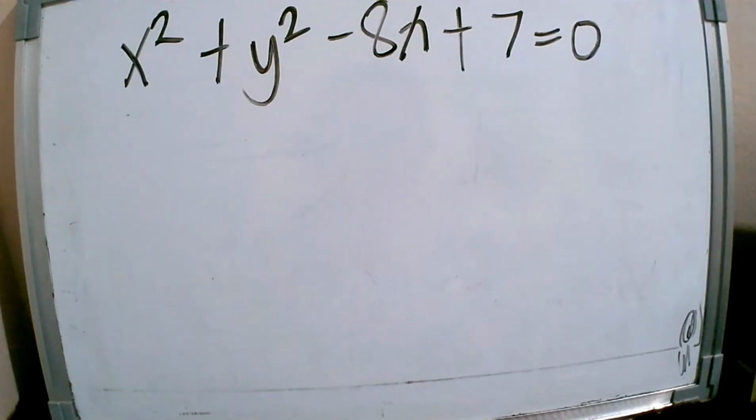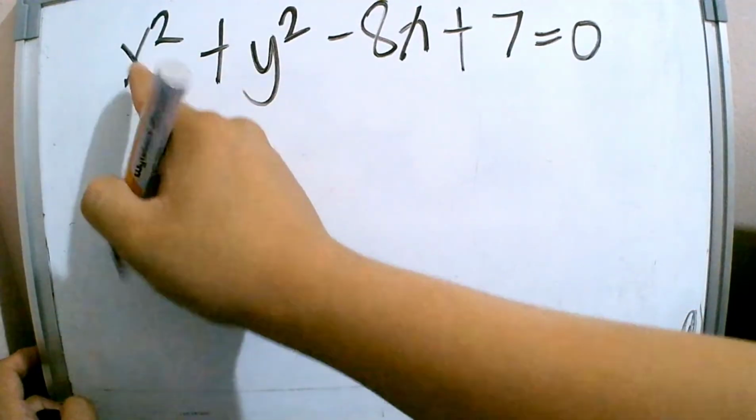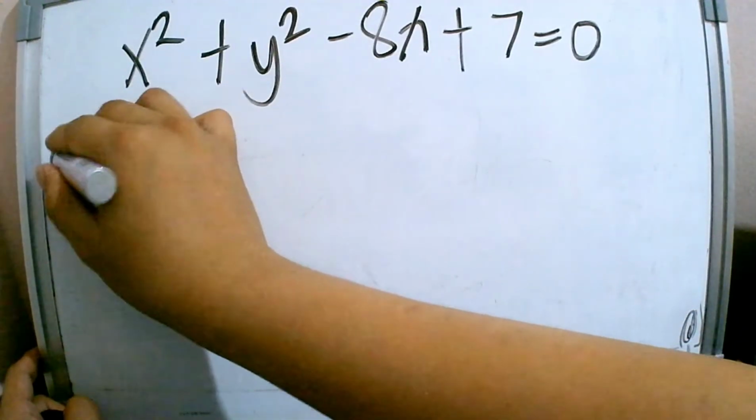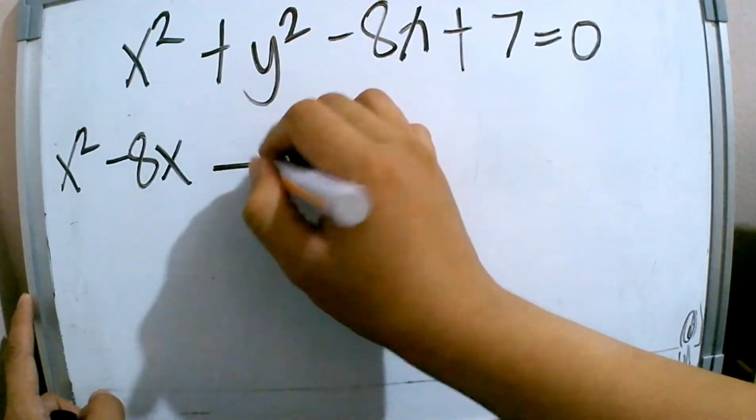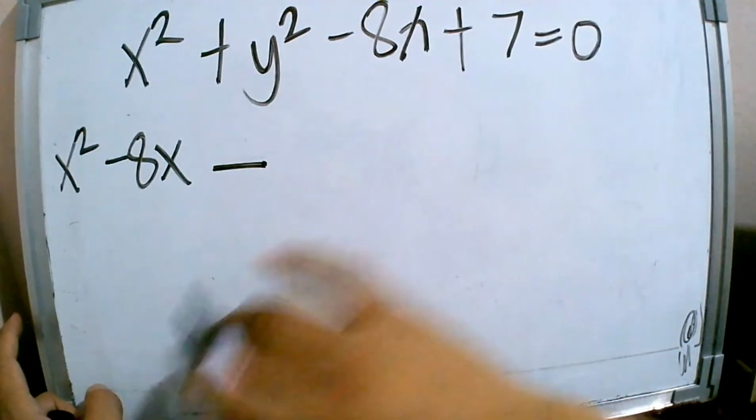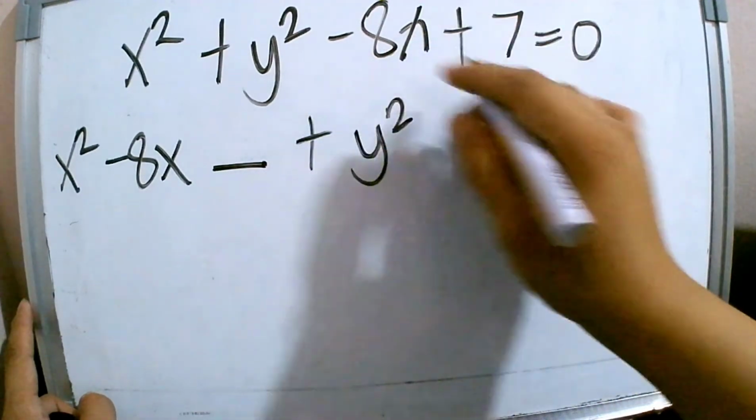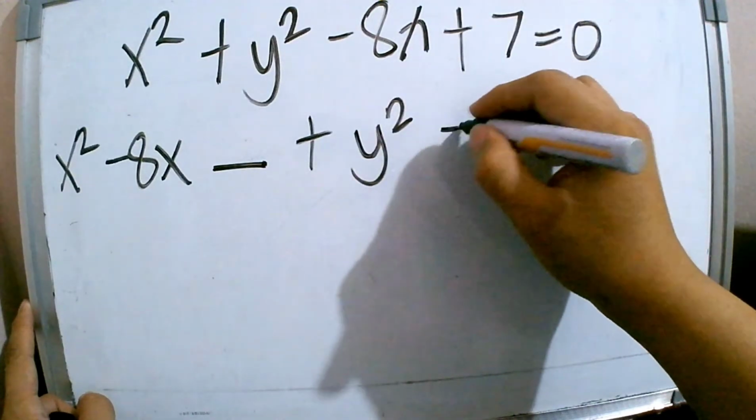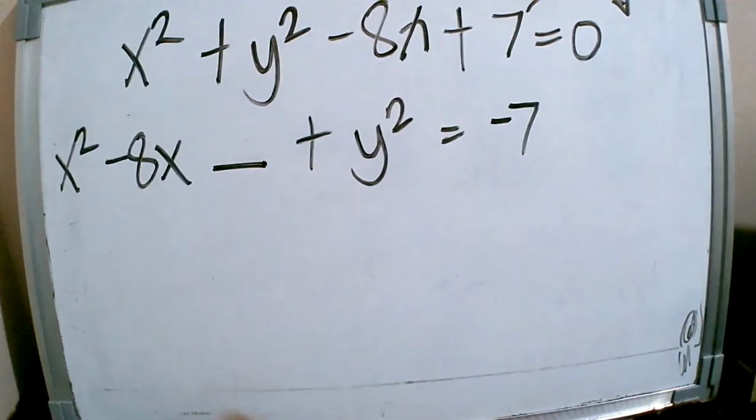Example number 2. This equation is also in general form. So what we need to do is convert it to standard form and find the center and the radius. Okay, so group all the x's. So we have x squared minus 8x, and let's give a space for the third term, plus y squared. There's no other y. Is equal to, transpose this to the other side, so we have negative 7.